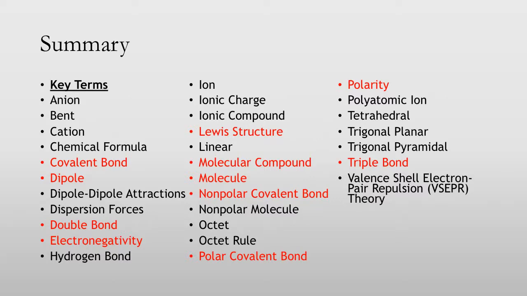Molecular compounds are compounds that have only covalent bonds in them. Molecules are the simplest unit of a molecular compound. Nonpolar covalent bonds have an equal sharing of electrons. Polar covalent bonds have an unequal sharing of electrons. Polarity happens when there is an unequal sharing of electrons in a bond. And a triple bond exists when three pairs of electrons are shared between two atoms.